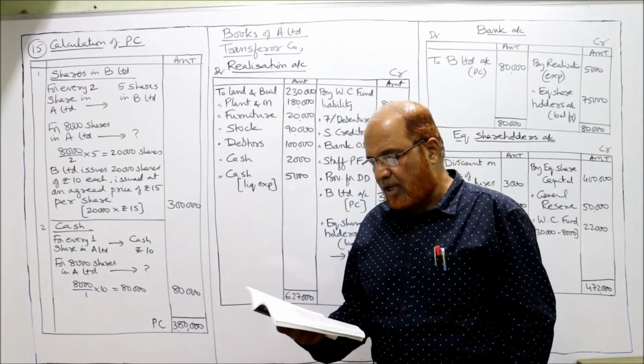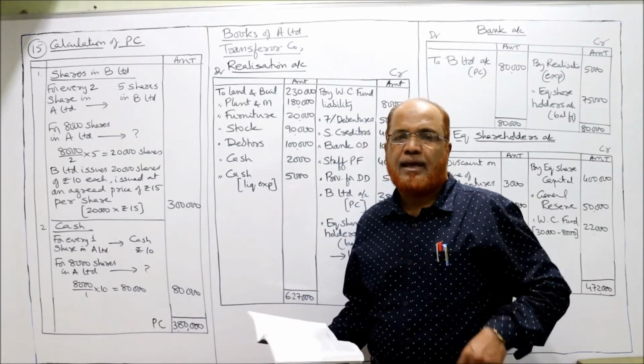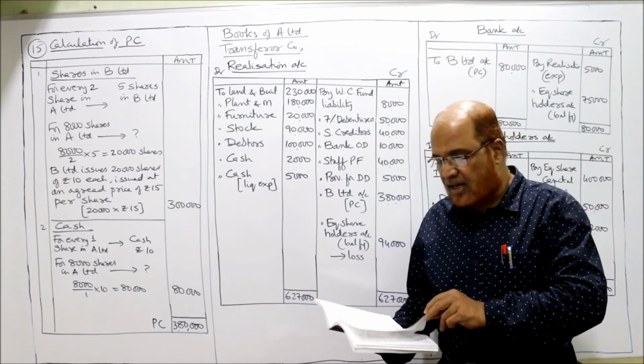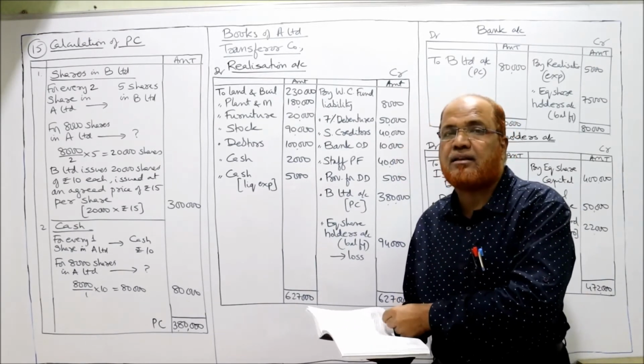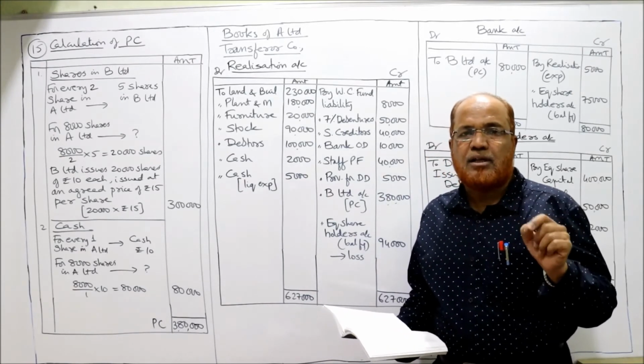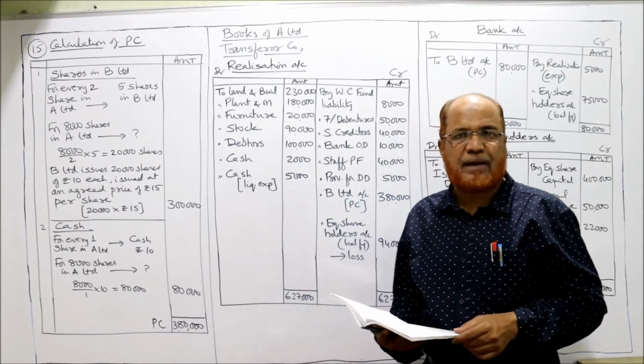discharged as follows. A payment in cash of rupees 10 for every share in A Limited. A लिमिटेड के एक शेयर के ऊपर 10 रुपीज कैश. तो हाउ मेनी शेयर्स आर देयर इन A लिमिटेड? बैलेंस शीट में दिया 8,000. 8,000 shares are there in A Limited. So 8,000 into 10, 80,000 rupees cash will be paid.